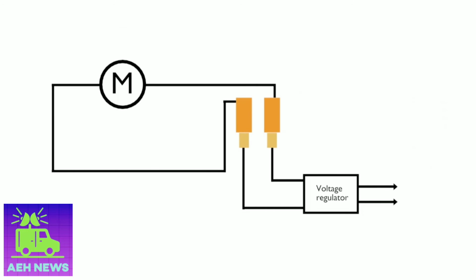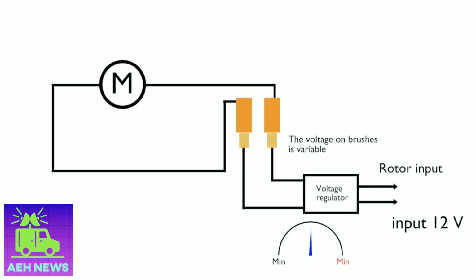The voltage regulator is located at the input of the rotor coil. This device will regulate the voltage that enters the rotor according to the engine RPM. In other words, the charging voltage regulation is done by adjusting the magnetic field strength in the rotor coil.